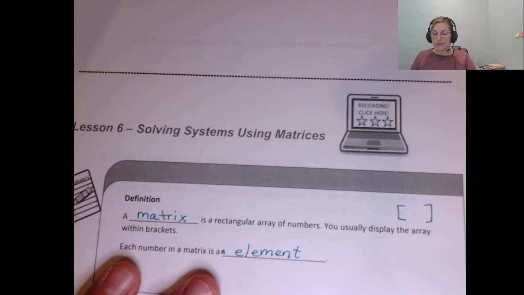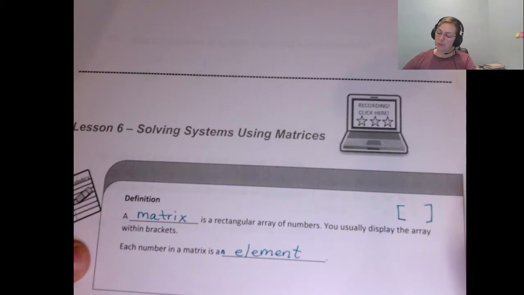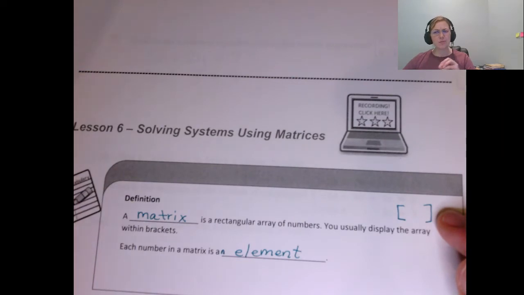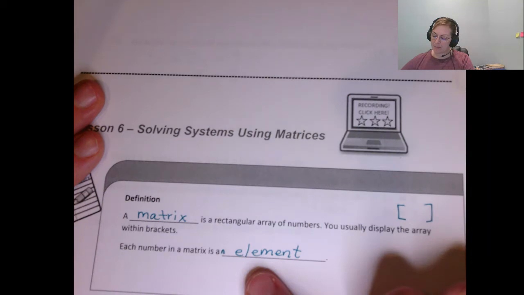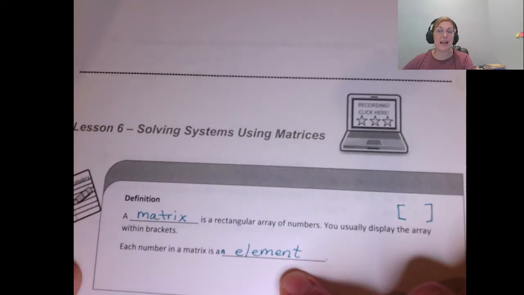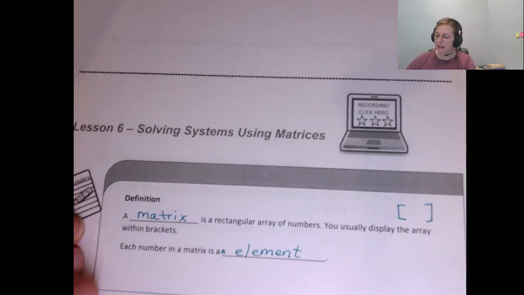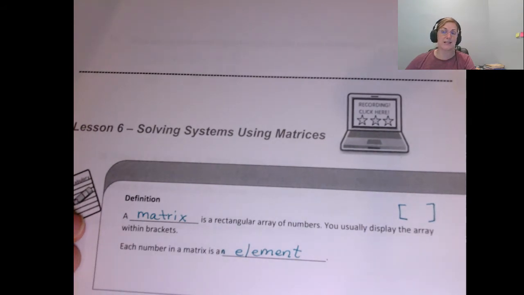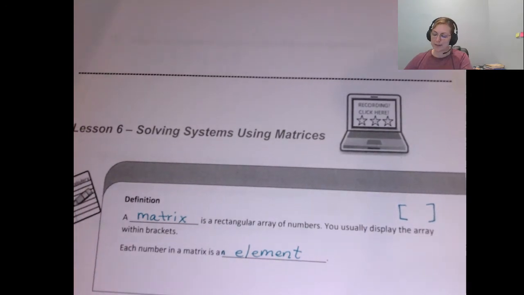A matrix is a rectangular array of numbers, and we usually use brackets, like I've put here, to display the array. It's kind of important that we use the brackets for the matrix because we're going to use something else for the determinant later on. And each number in a matrix is called an element. So let's take a look at how we organize the information inside of a matrix.